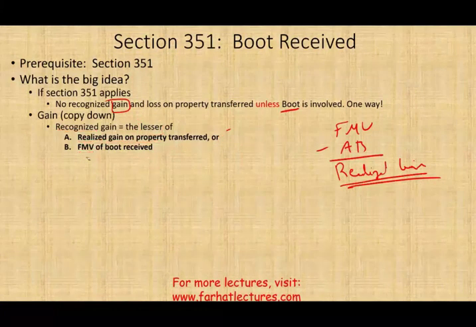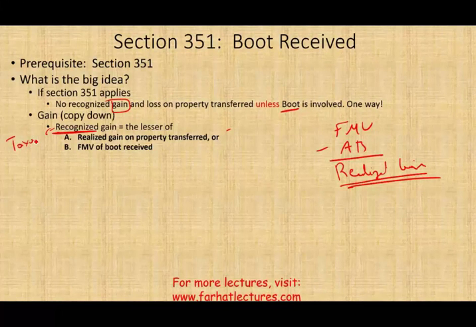So that's the first thing you need to know. How much gain do we recognize? Notice we recognize. Recognize means we're going to have to tax it. Recognize means the taxable portion. Very important here. Okay, taxable portion.